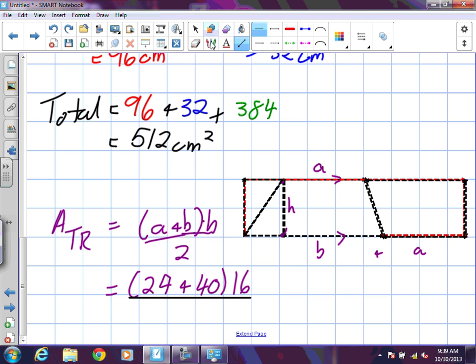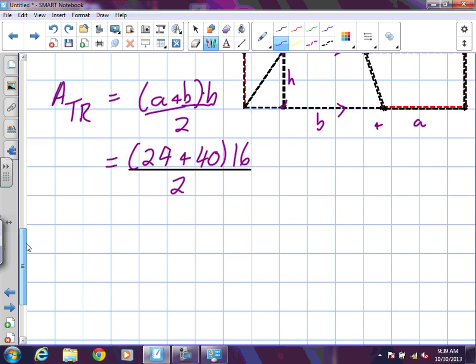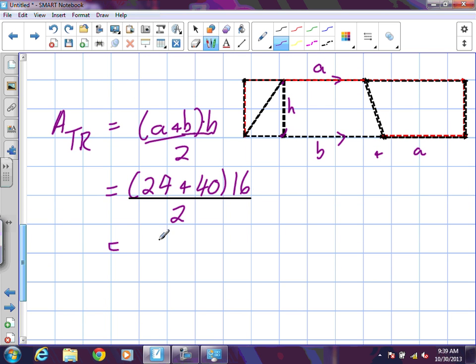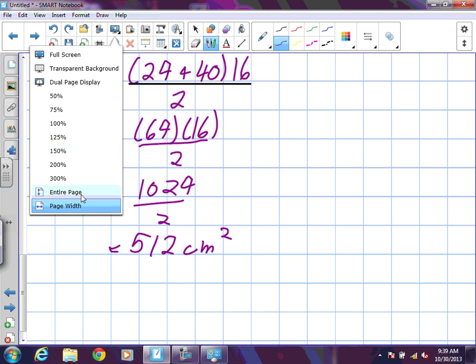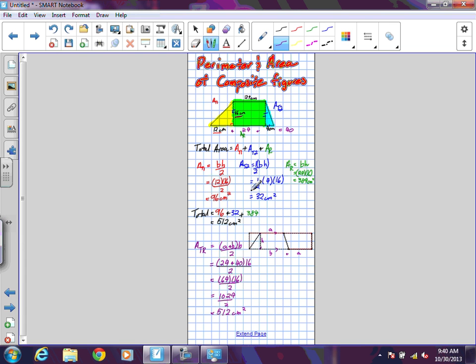You're right, it is going to be 512. Let's work it all out together here. 24 and 40 is 64, good. What's 64 times 16? 1,024. And that divided by 2 is? 512. When we did it by a composite figure, what did we get? We got 512. So whether I added them all together, taking the rectangle and the two triangles, or I used it as a trapezoid, I found the exact same area.